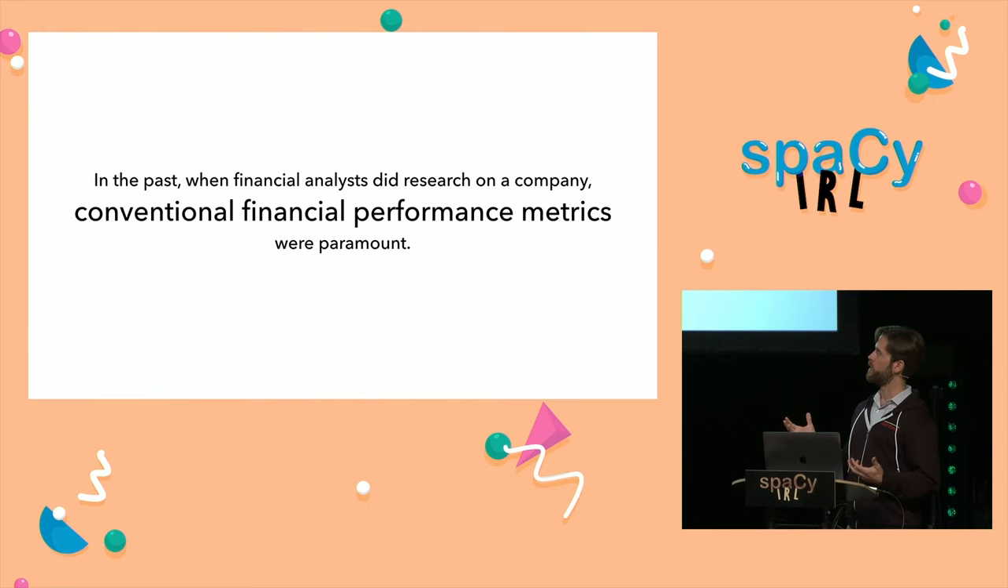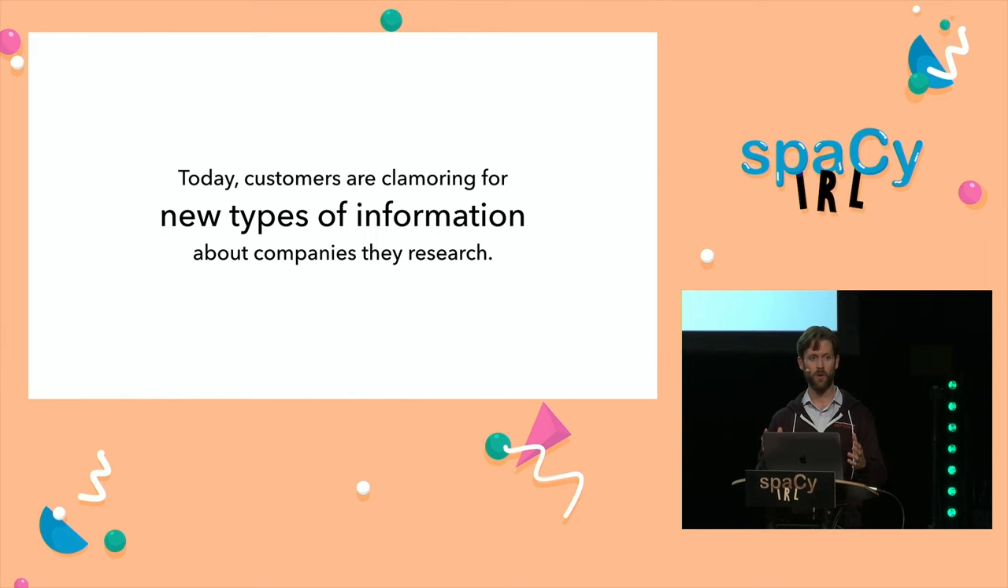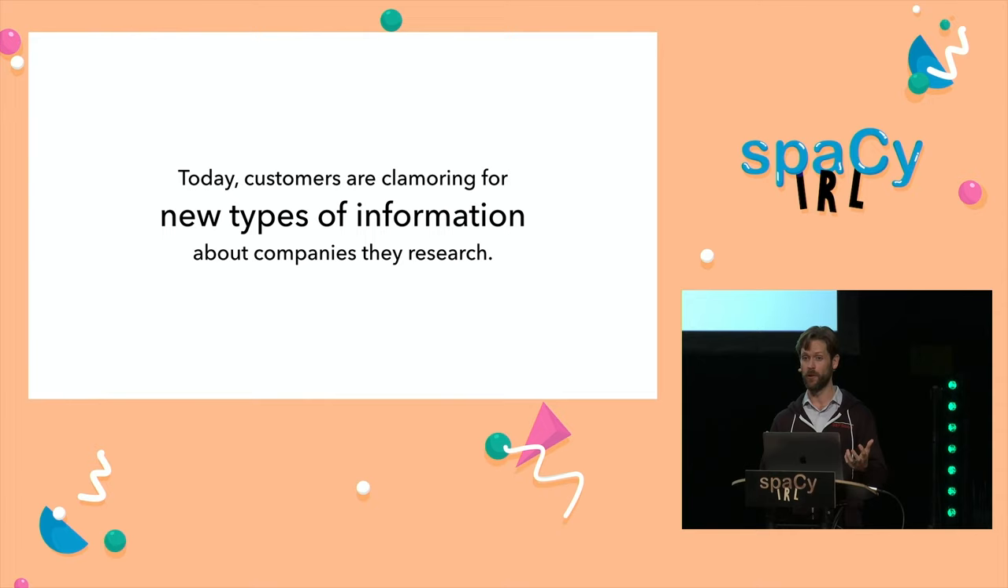In the past, when somebody was trying to do research on a company, the conventional financial performance metrics, things like your net income, your total assets, these were the gold standard, these were really paramount. And today, over the last 5 years or so, and increasing in volume, customers are clamoring for new types of information about the companies that they're trying to research. And it's not that fundamental financial metrics are no longer important, but they're just not the be-all, end-all of what our customers are looking for.